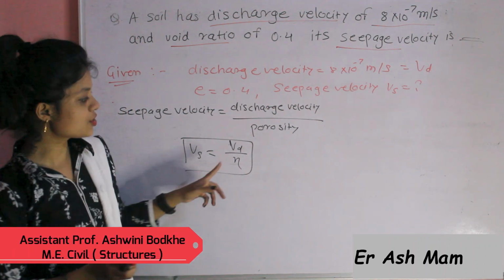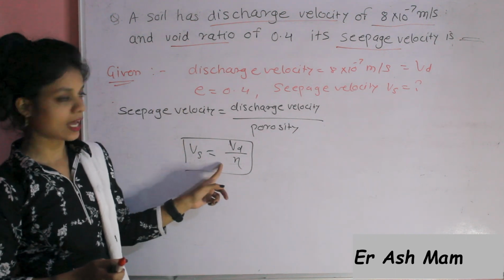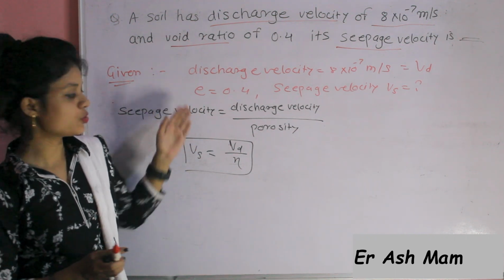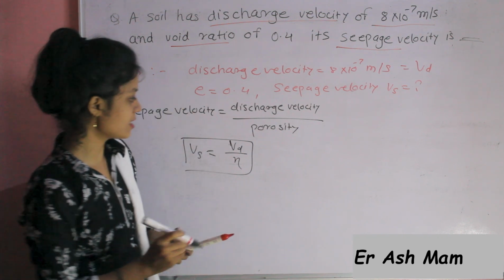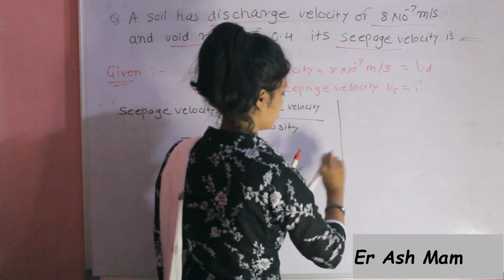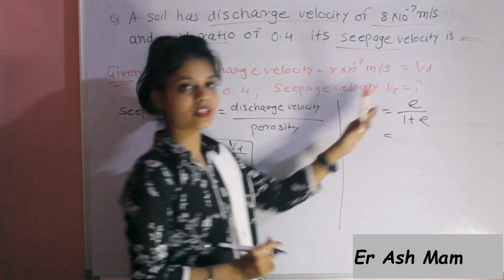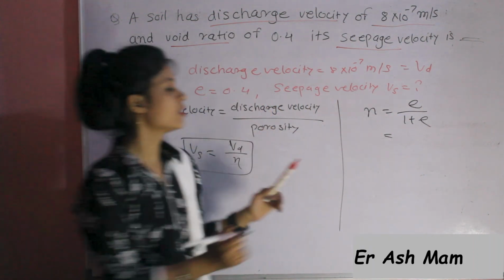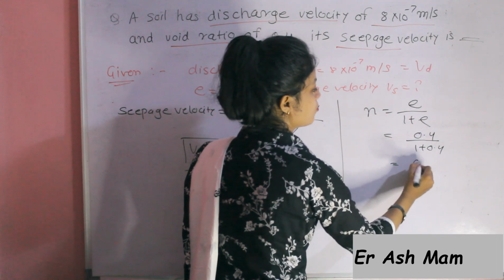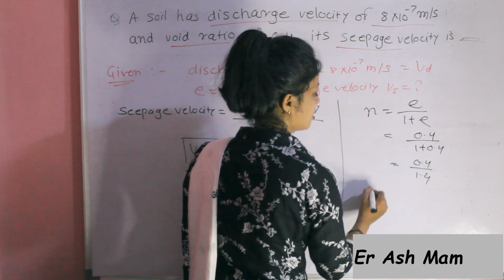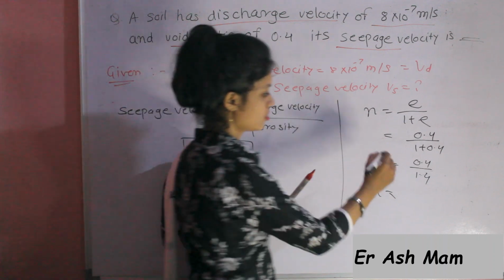But in this question, instead of porosity, void ratio is given, and we know the relation between E and N, that is the relation between void ratio and porosity. When void ratio is given, N equal to E upon 1 plus E. When E is given, we can calculate N. E is 0.4 upon 1 plus 0.4 equal to 0.4 upon 1.4. Therefore, N equal to 2 upon 7.